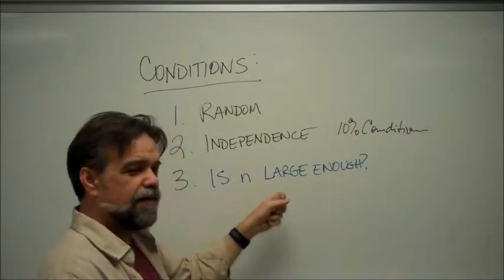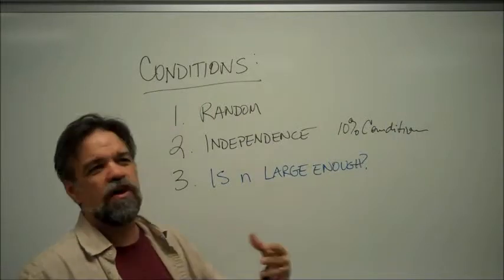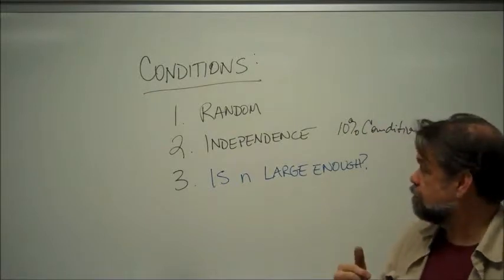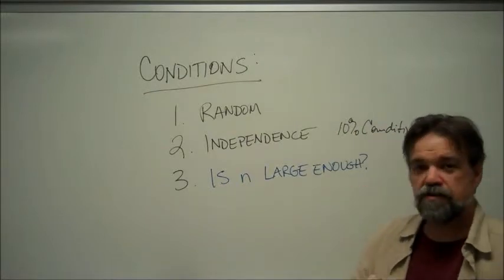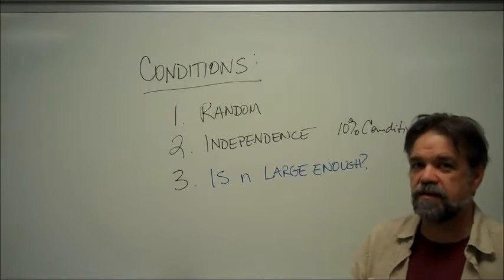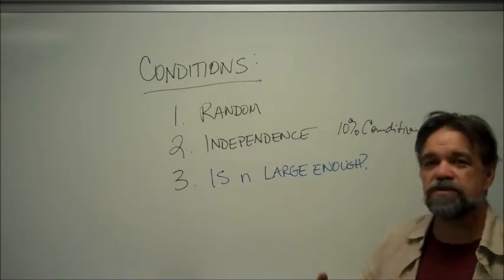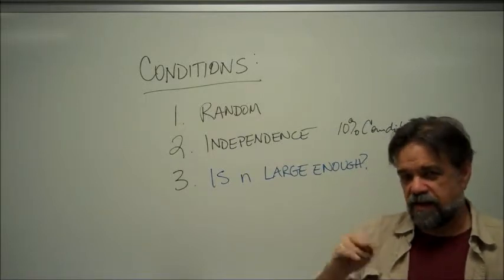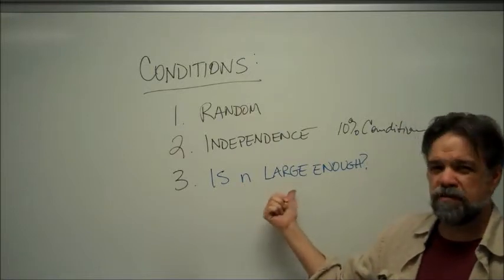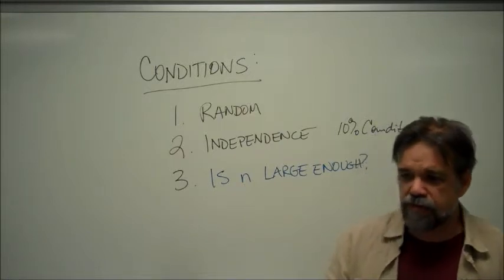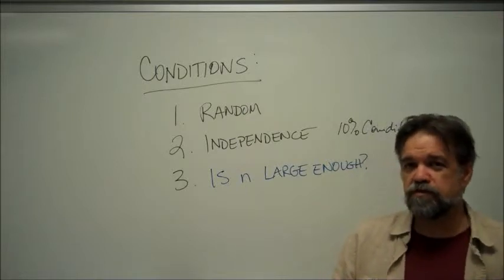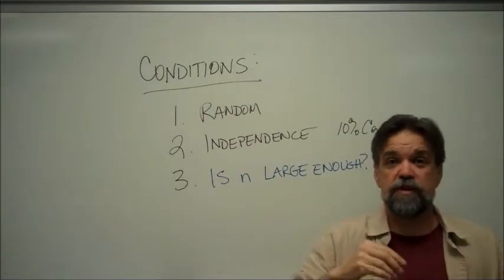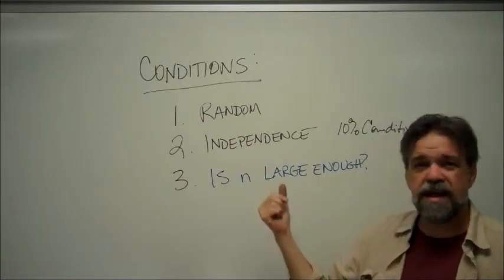And then, there's the weird condition. Is n large enough? Now, for the sample proportion, we had a really nice rule of thumb that says, if nq and np are both at least 10, yes, n is large enough. Here we're just asking, is n large enough? So what I ask is that you have patience, and in a few more videos, we'll better define what this means. For now, suffice it to say, if the distribution of our original data is weird, like if it's really skewed to one side or something like that, then n's going to have to be pretty big.